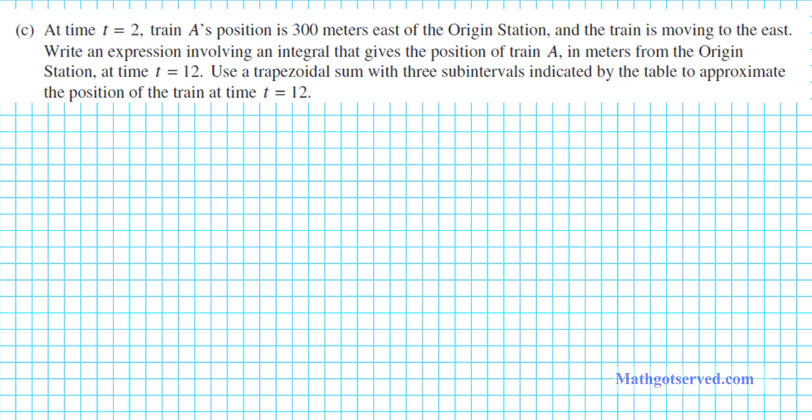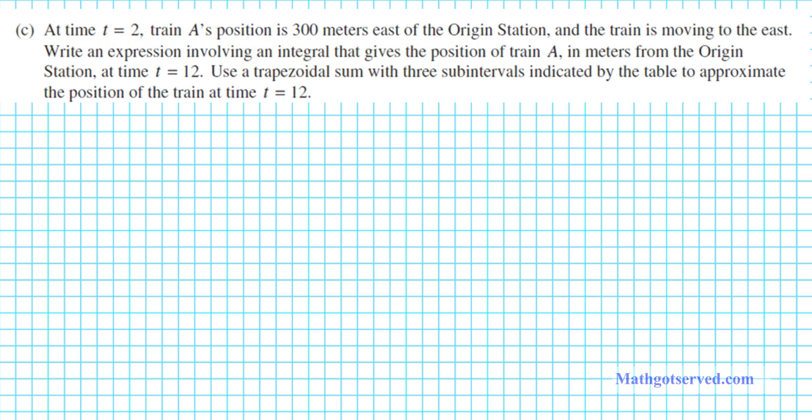All right, let's take a look at part C. It says at time t equals 2, train A's position is 300 meters east of the origin station, and the train is moving to the east. Write an expression involving an integral that gives the position of train A in meters from the origin station at time t equals 12 minutes. Then use a trapezoidal sum with 3 subintervals indicated by the table to approximate the position of the train at t equals 12.